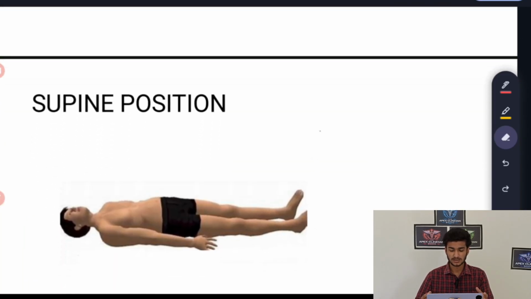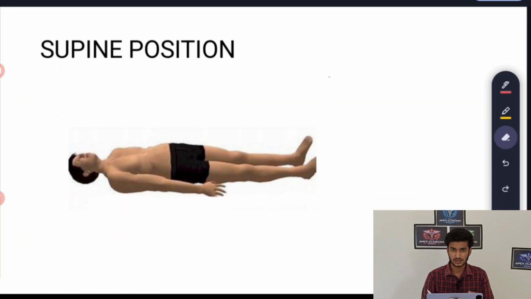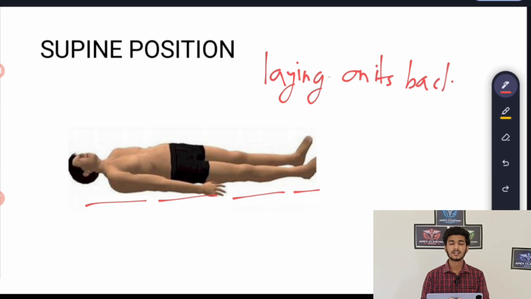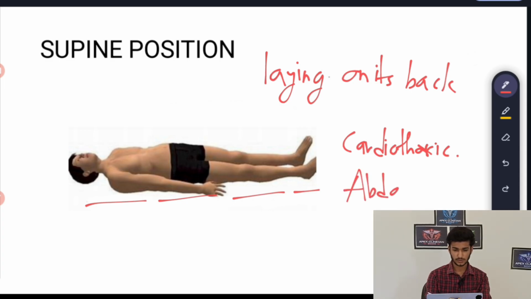So let's get started. The position which is appearing on the screen is basically the supine position. In this position, the person is lying on its back, and this position is mainly used for surgeries such as cardiothoracic surgery and abdominal surgery.